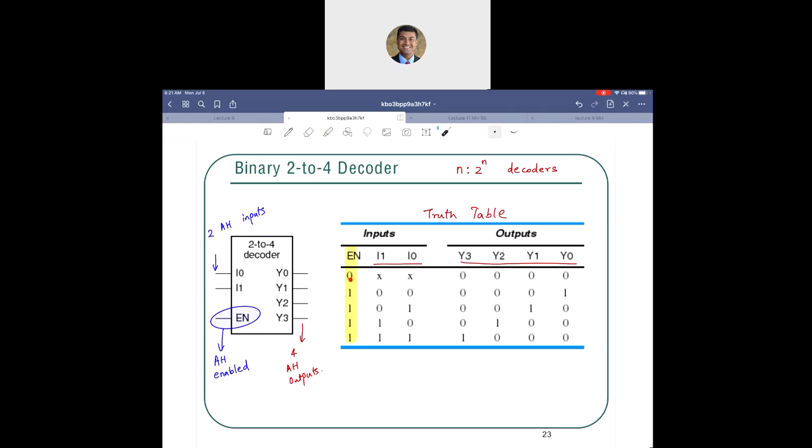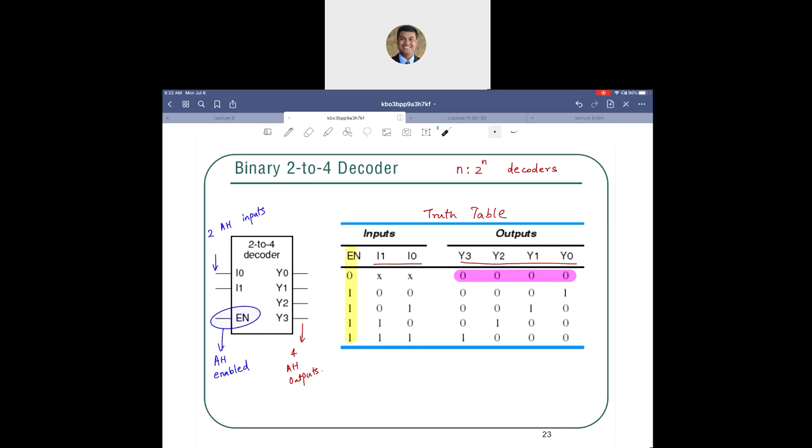So if enable pin is 0, the first entry in the truth table here, no matter what I1 and I0 are, X X, I don't care, no matter what they are, the outputs are all going to be 0, inactive, right? So let me highlight all the inactive things by, say, pink. Then in the next 4 entries, I have enabled my 2 to 4 decoder. So in all those 4 instances, my decoder should operate, should be enabled, which means that it should be able to decode my input.